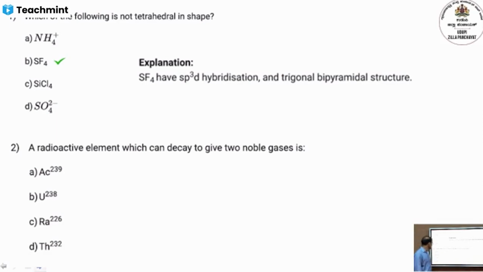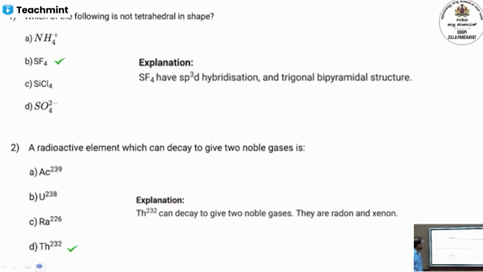And if you remember, that's a special case actually. Thorium is the answer for that, and the radioactive decay of thorium will give the noble gases radon and xenon. So that is just a memorization, you have to remember that.